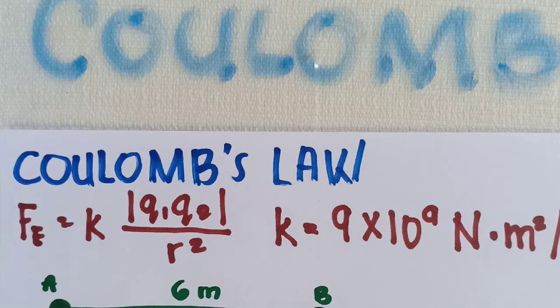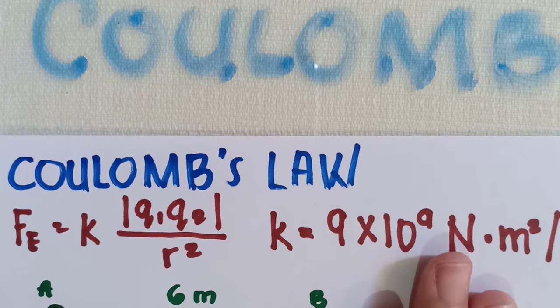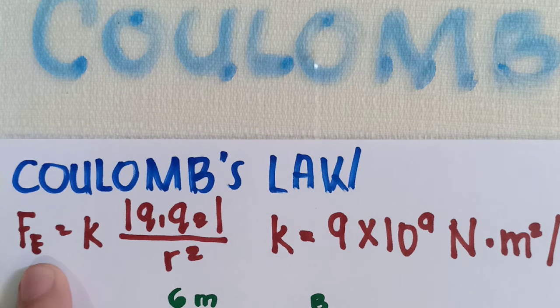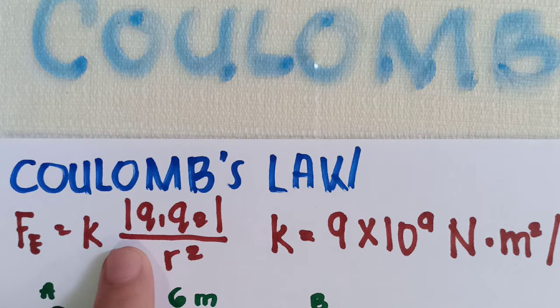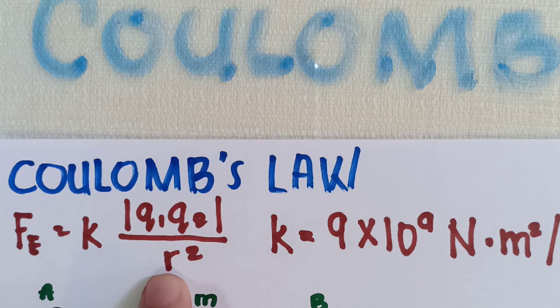Hello, so here's another example of a problem applying Coulomb's law. Before we start, we have to remember this equation and this constant. Electric force, Fe, is equal to K, which is a constant, times the absolute value of Q1 times Q2 over R squared, or the distance.